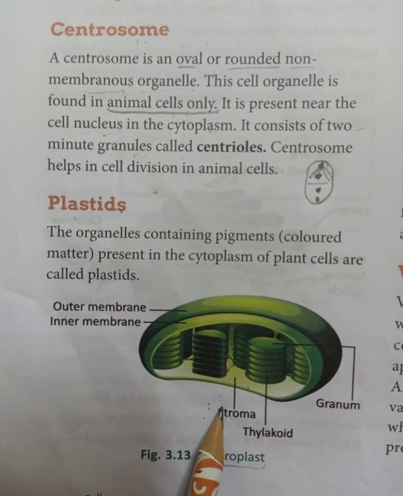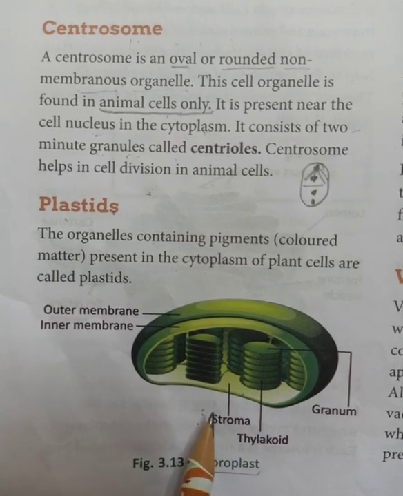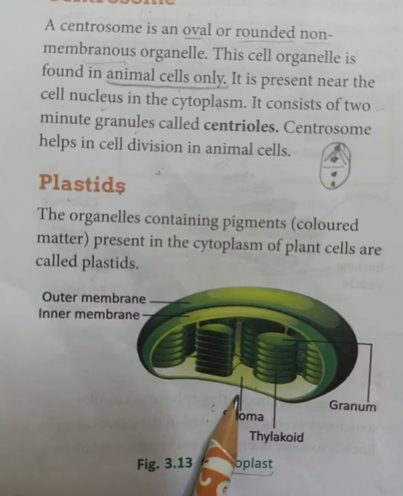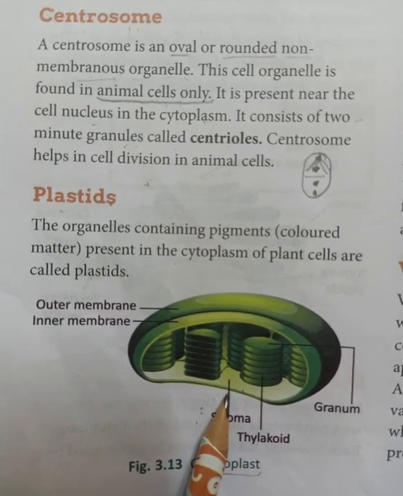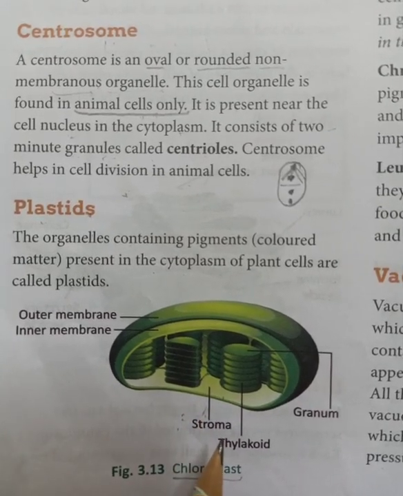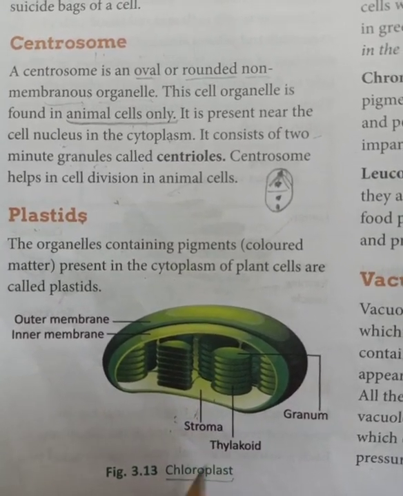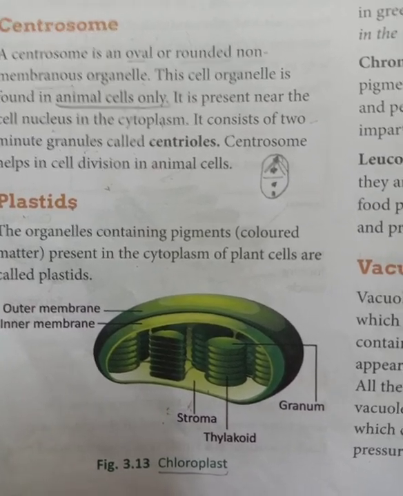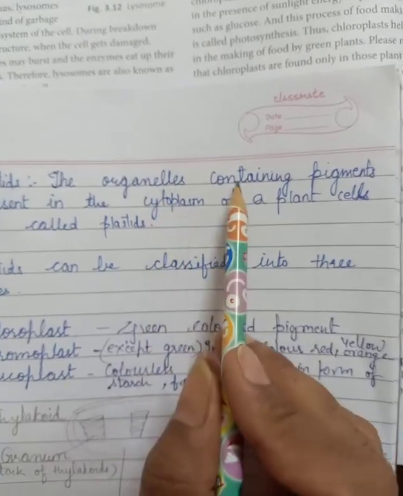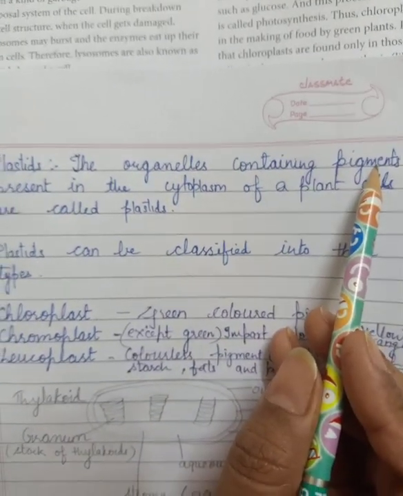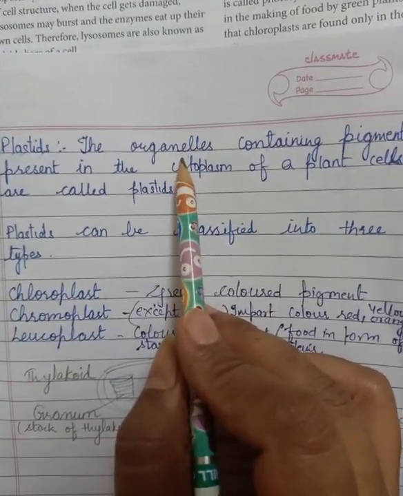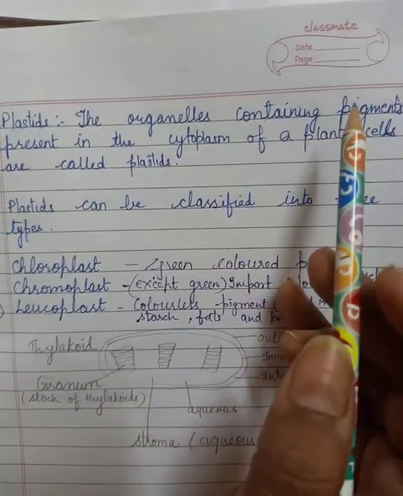Now first I would like to explain to you the structure of plastids. As you can see, plastids in this structure are greenish in color. So in the plastids, if they are present in the cell, what are they? The first thing is that plastids are the organelles containing pigments.